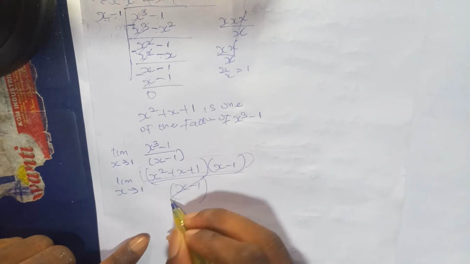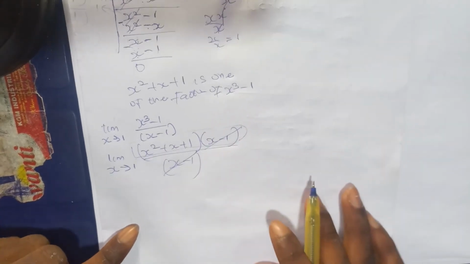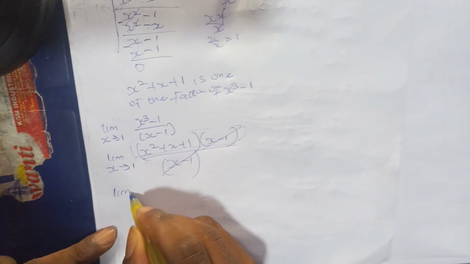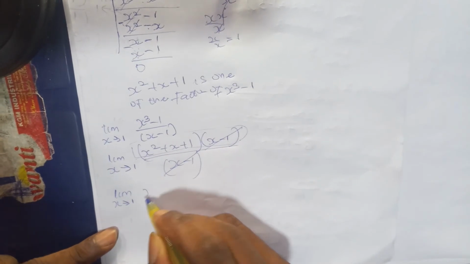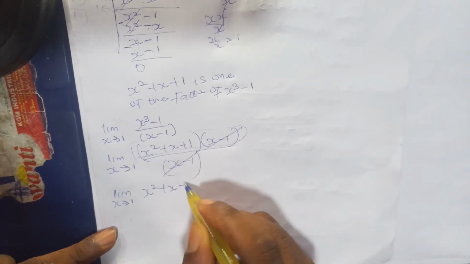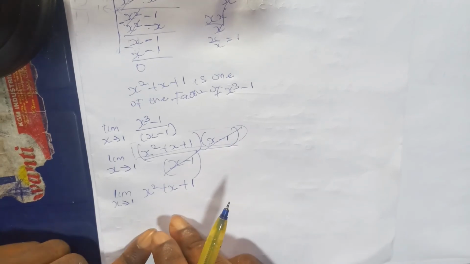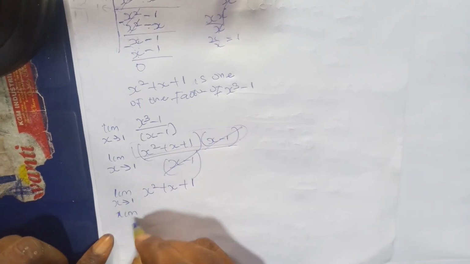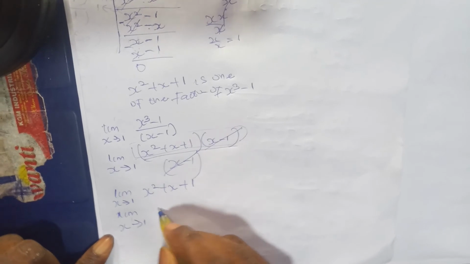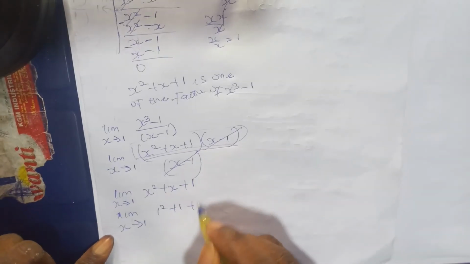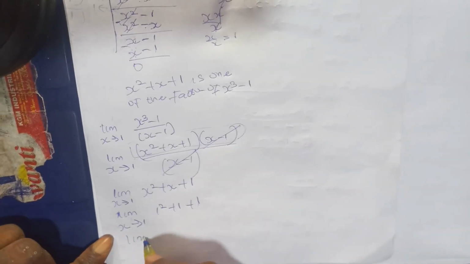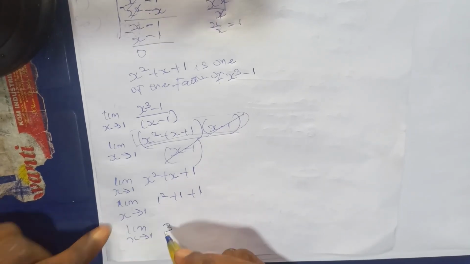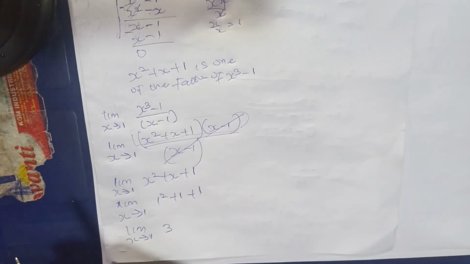So let's cancel out. From here, we are going to substitute the value of 1 in x. Lim x approaches 1, x squared plus x plus 1. So this is what we are left with. Now substituting the value of x equals 1, we have 1 squared plus 1 plus 1, which should give us 3. That is the answer.